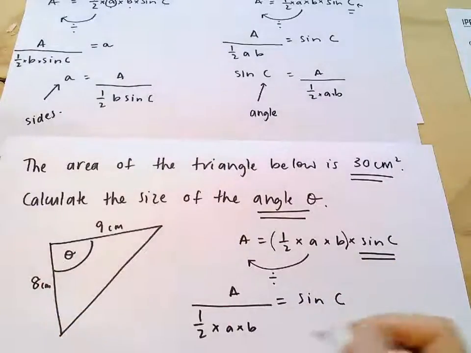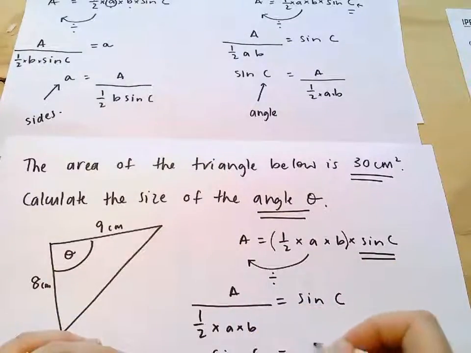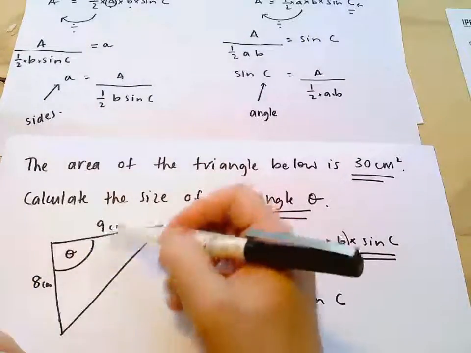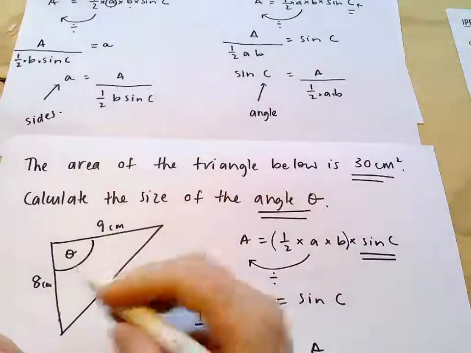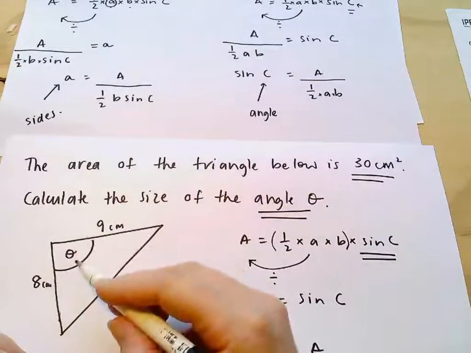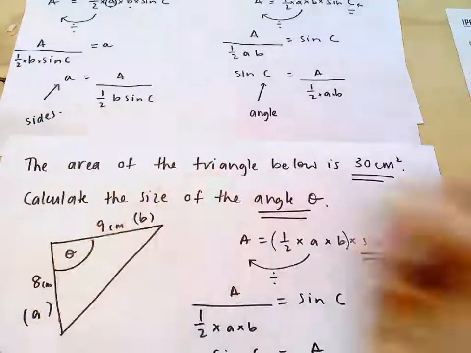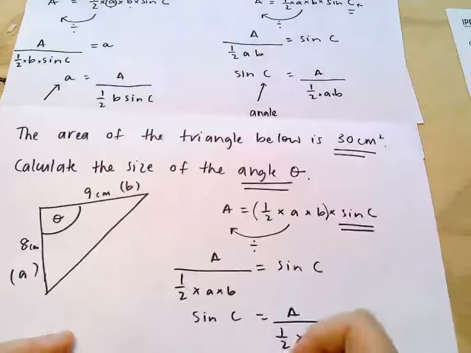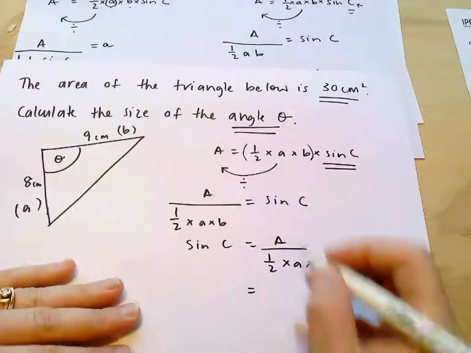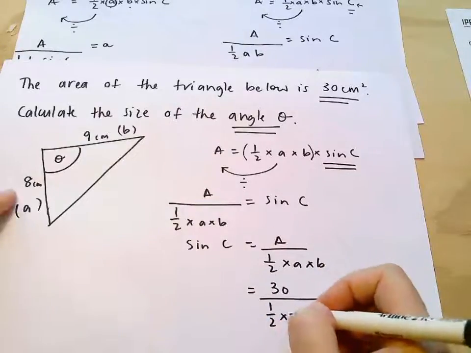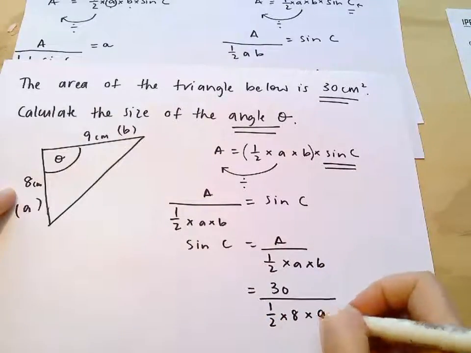All right, so let's flip it around and then let's give it a go. So I need to label in my diagram what my A and my B are. Well, I know the area is the whole thing, is a 30. My A and B, I just double check, are they either side of my theta? Yes, they are. Doesn't matter which one's A and which one's B. Then I plug it into my formula. So I know that my area there that they gave me was 30, and I'm dividing by a half of, my A was 8, my B was 9.